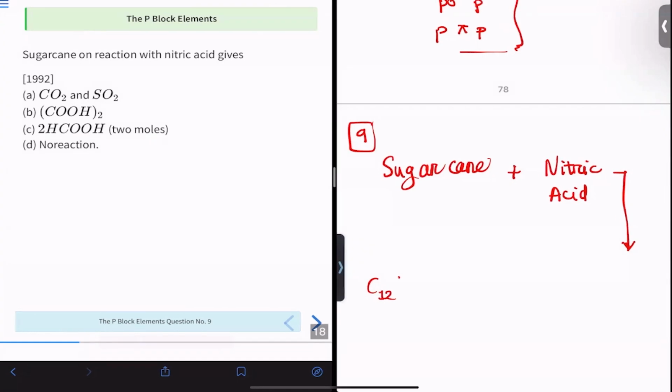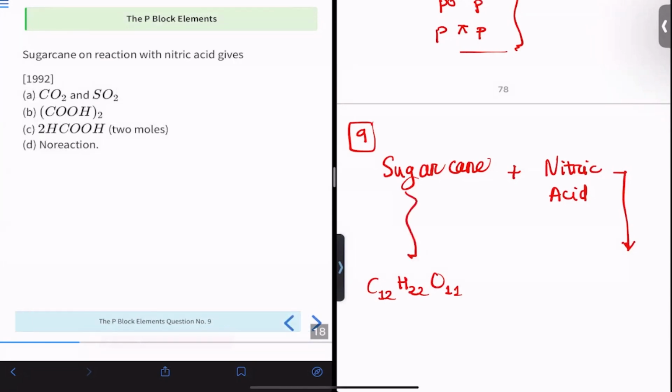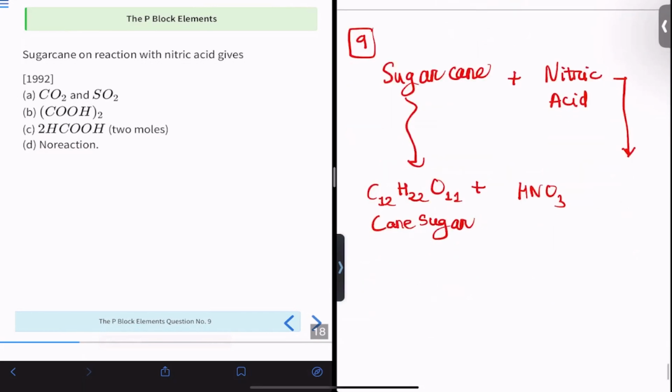Sugarcane's formula is C12H22O11. This is cane sugar. When cane sugar reacts with nitric acid, the nitric acid's formula is HNO3, it gives rise to what? Always remember, when cane sugar reacts with an acid, it gives rise to oxalic acid.